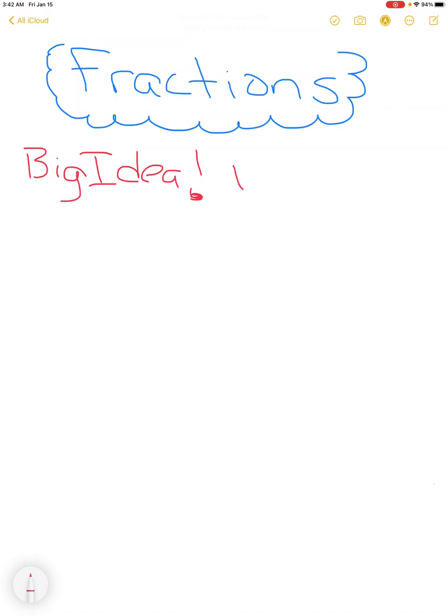And don't forget that you can pause the video as much as you need to, rewatch the video as much as you need to, so that you are able to grasp the concepts. So fractions are parts or pieces of a whole.